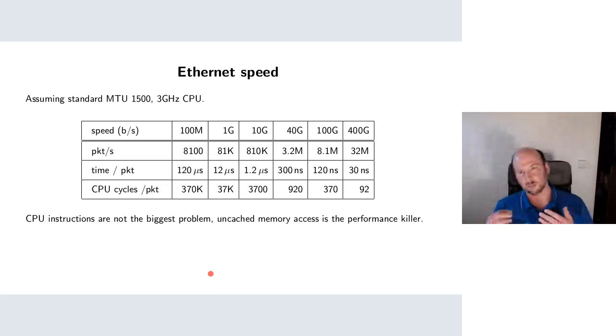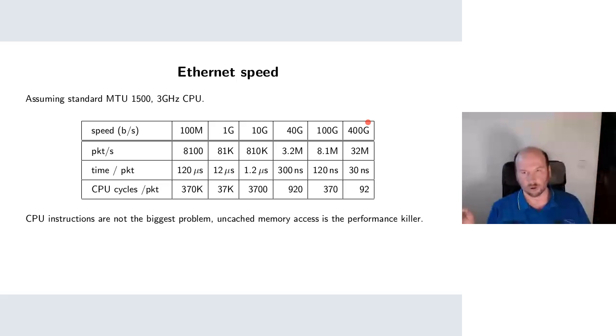So let's take a look at what exactly is the problem we are facing. This table shows calculated, theoretical numbers for standard packet size, MTU of 1500 as usual, 3 gigahertz CPU, which is kind of standard these days. And in the columns, we have common Ethernet speeds, starting with 100 megabit Ethernet, which once in the past was called fast Ethernet, and ending with 400 gigabit Ethernet, which is currently what the fastest experimental devices can support these days.